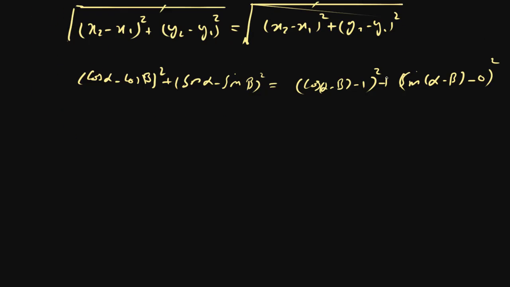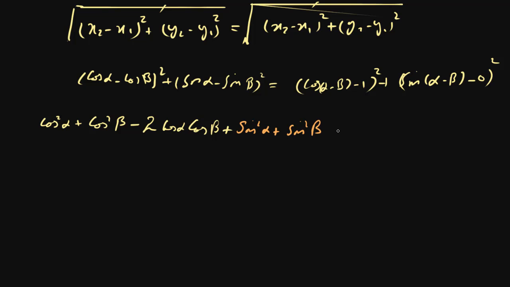Okay, now further we are going to solve that, and for doing so we use the formula for a minus b squared, which you are already familiar with. In doing so, we get cos square alpha plus cos square beta minus 2 cos of alpha cos of beta. Next we have sine square of alpha plus sine square of beta minus 2 sine of alpha sine of beta.